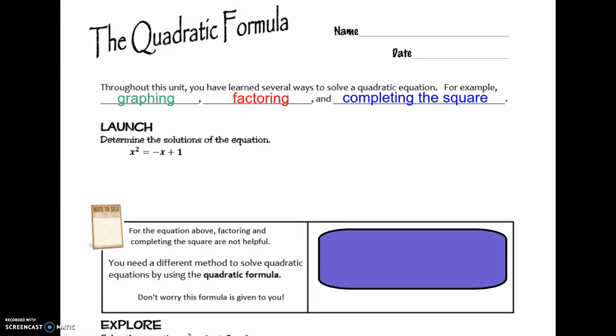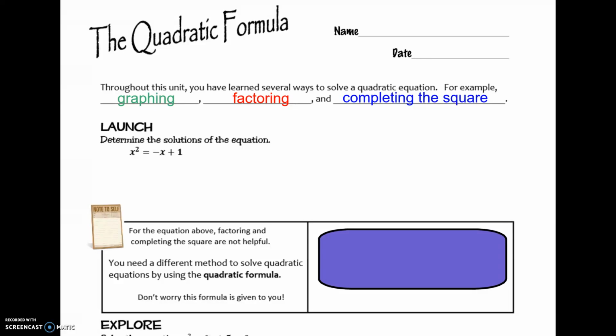Throughout this unit, you've learned several ways to solve quadratic equations. And by solve, I mean find the solutions, find the roots, or find the zeros. The three ways that we've talked about are looking at a graph and seeing where it intersects the x-axis. The second way would be to factor and solve for x. And the third way would be by completing the square using vertex form to solve for x.